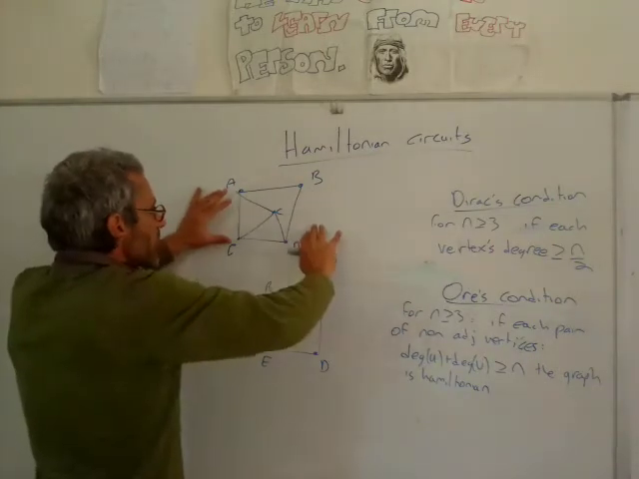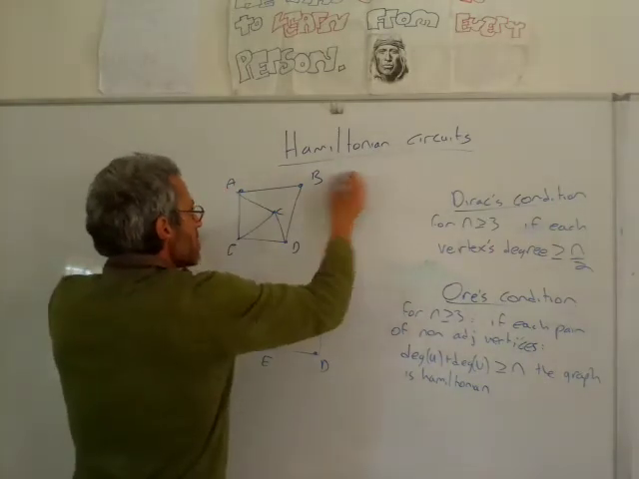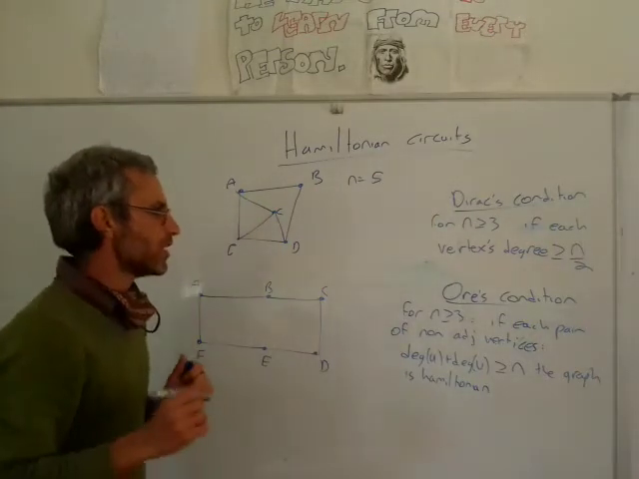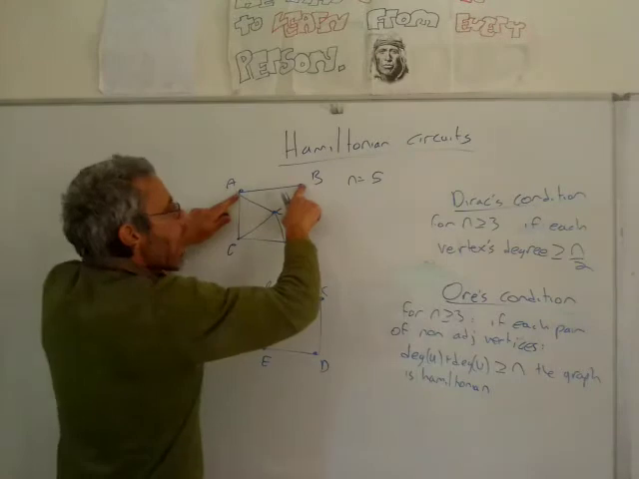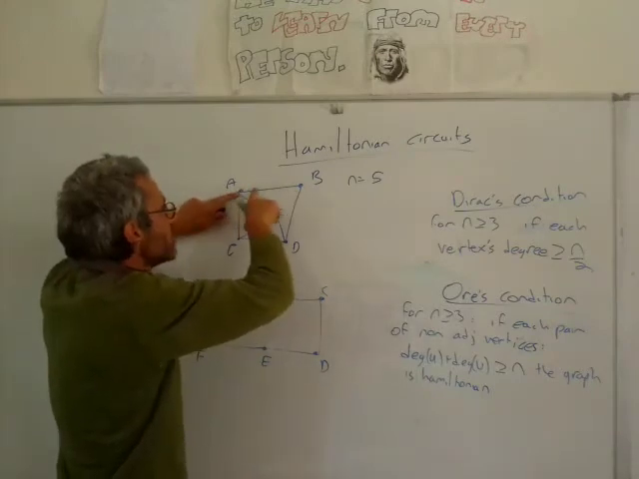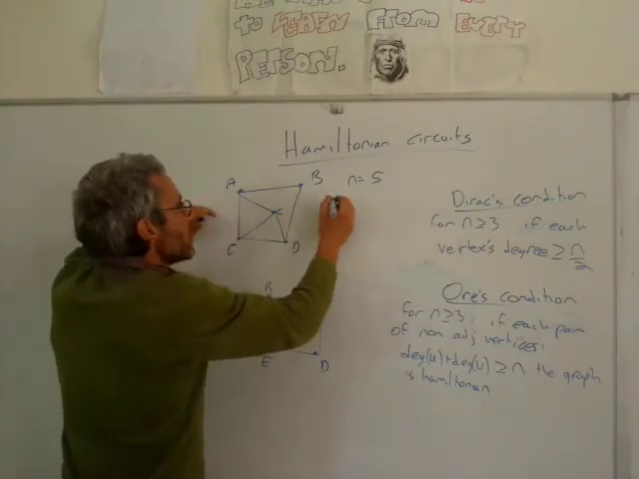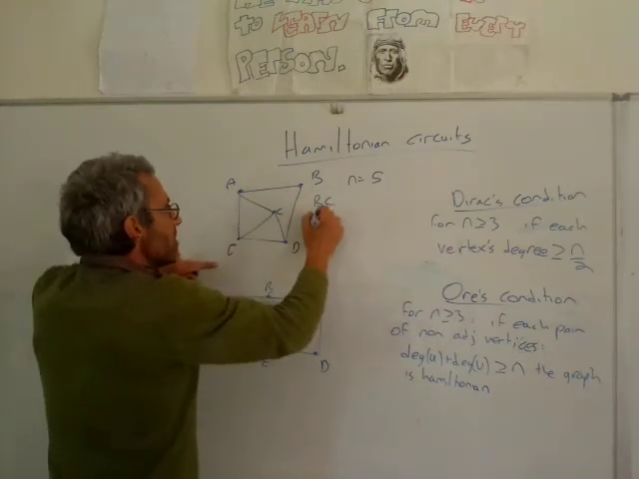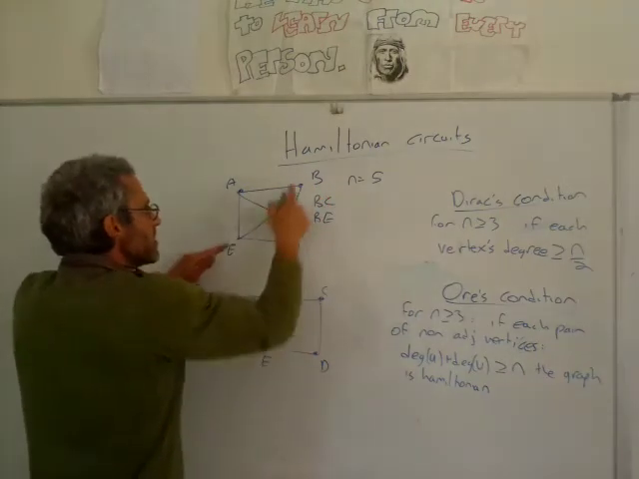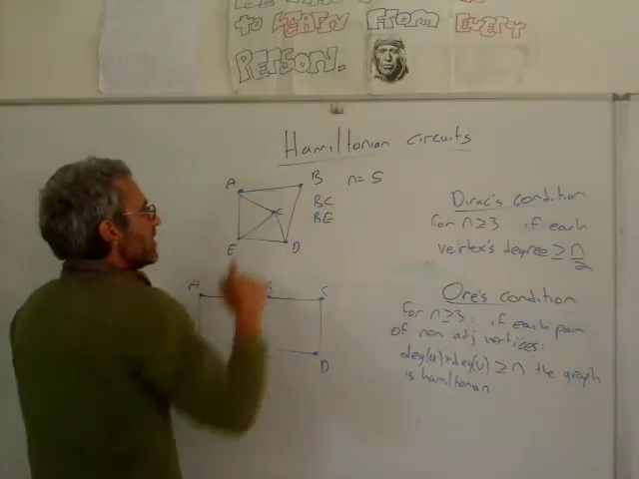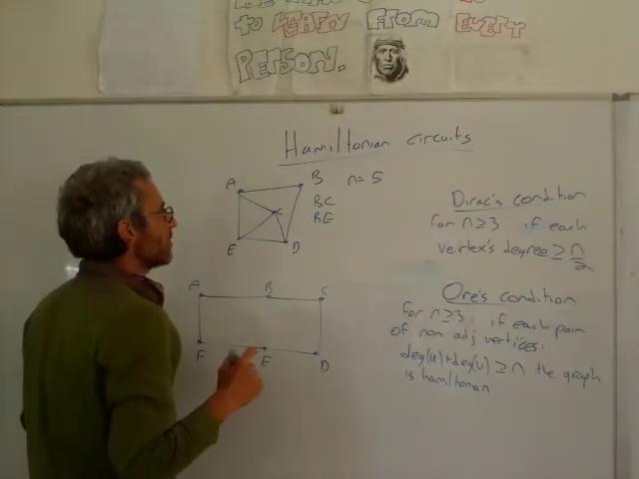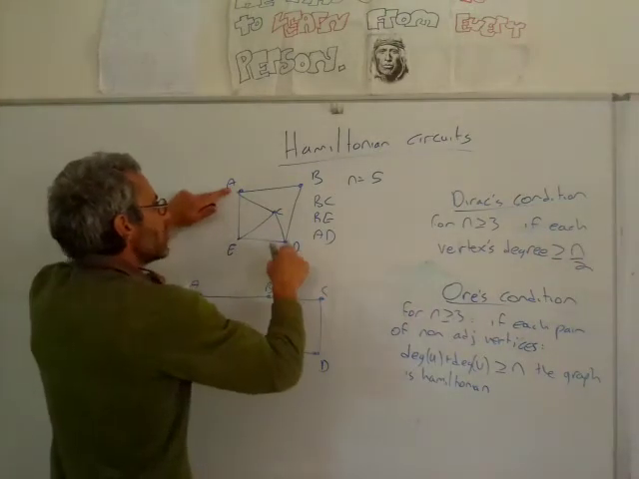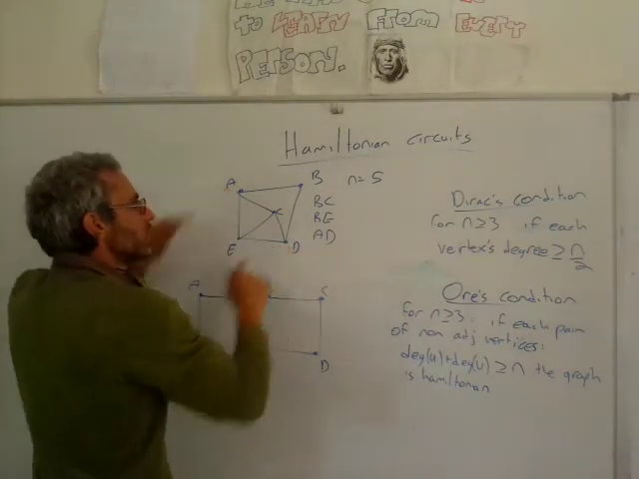So you've got this graph, okay? In this case, n equals 5. Now, what are non-adjacent vertices? These two are adjacent because there is an edge that leads from one to the other. But for example, B and C are non-adjacent. B and E are also non-adjacent. Anything else? A and D are also non-adjacent. I think I've got them all, okay?